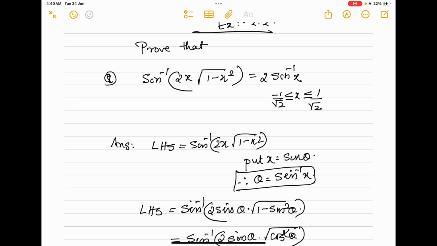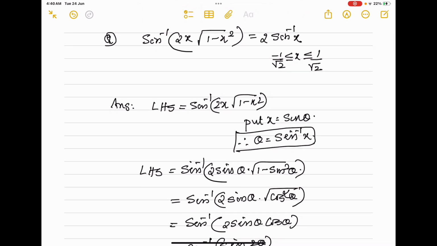Here, if we put x equal to sin theta, then theta equals sin inverse x. Why do we put x equal to sin theta? We want to reduce this result into sin inverse of sine of some function. If you put x equal to sin theta, we get 2 sin theta root of 1 minus sin square theta. That is, LHS equals sin inverse of 2 sin theta root of 1 minus sin square theta.